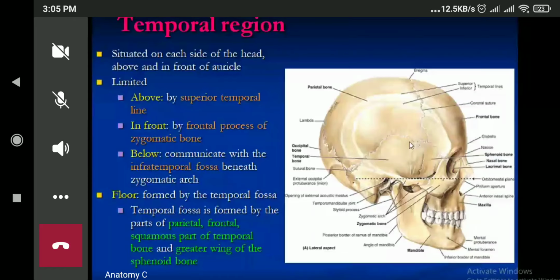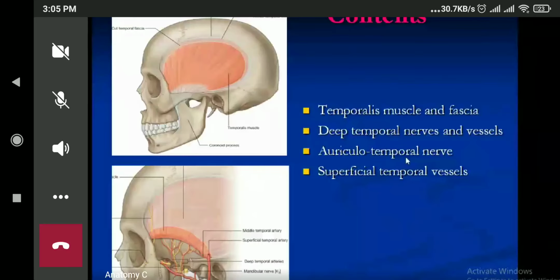Now, what is the content of the temporal region? We just have a single muscle, and that muscle is known as the temporalis muscle. You can see the temporalis muscle, and in the below diagram, you can see the fascia which is covering the temporalis muscle. Beneath that, you can see the artery and the nerve. These are known as the deep temporal nerve and vessels.